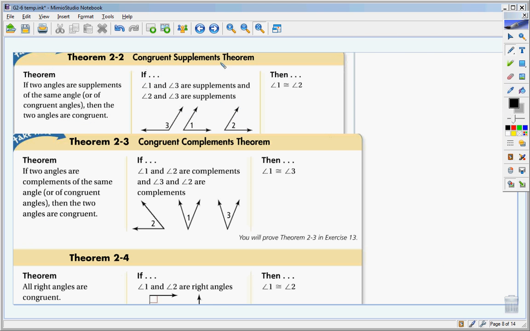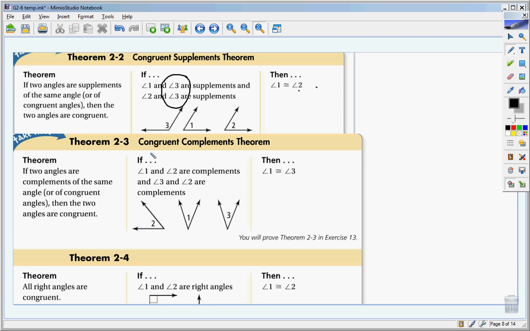Congruent supplement theorem says if 2 angles are supplementary to the same angle, angle 1 and angle 3 are supplements, angle 2 and angle 3 are supplements. 1 and 2 are supplementary to 3. If you have 2 different angles supplementary to the same angle, then those 2 angles are equal in measurement. 1 is going to be congruent to angle 2.